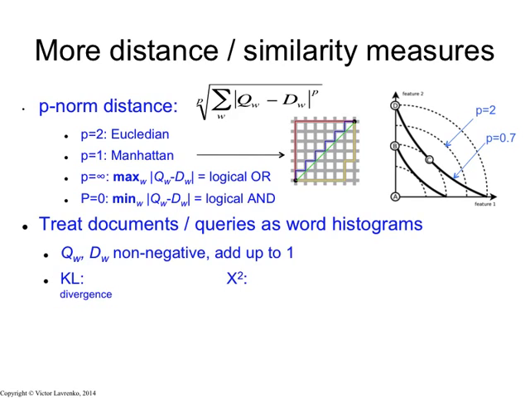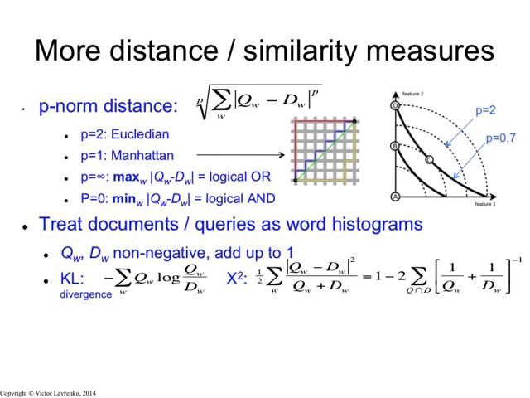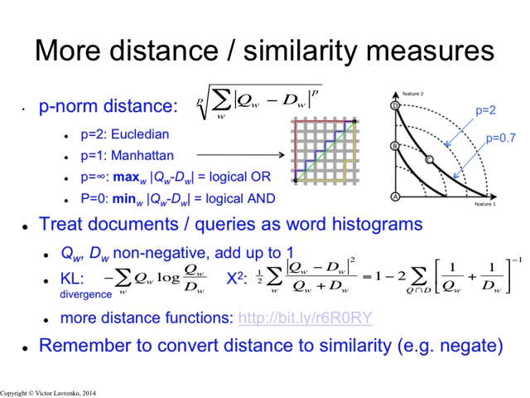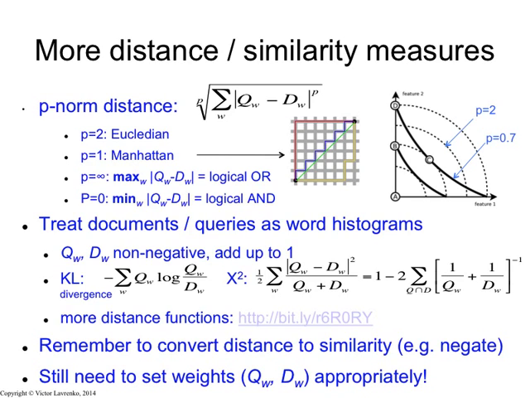Okay. There are a few more distance functions. I'm not actually going to talk about them. These are appropriate when you treat document queries as histograms. There's a whole lot more of them on that bit.ly link, which points to an IBM site. As always, remember that when you're doing this, you still need to set the weights. You can't use frequencies; that doesn't work for text. And these are distances, while in the rest of the course we're going to be talking about similarities. So if you decide to use distances anywhere, make sure you convert them back to similarities. Just take 1 over the distance, or 1 minus the distance, or the negative distance, whatever you think works best.